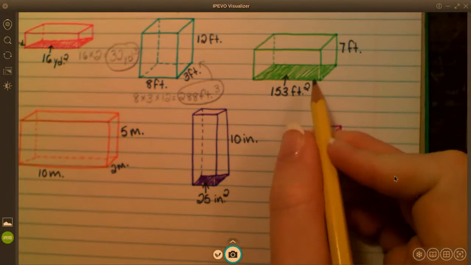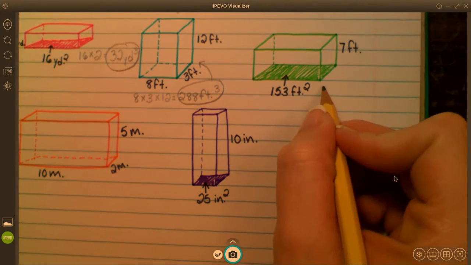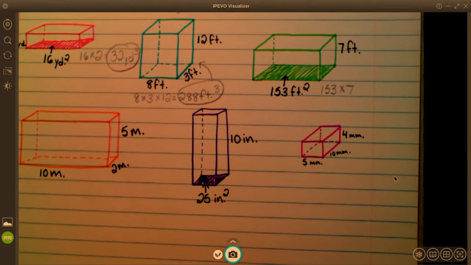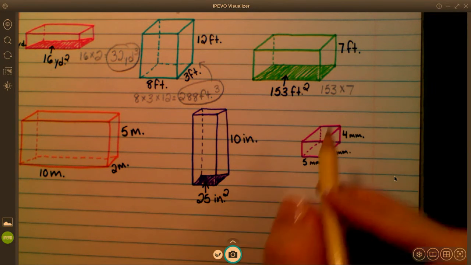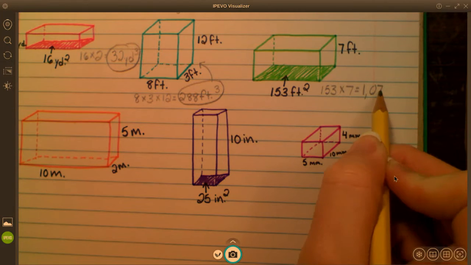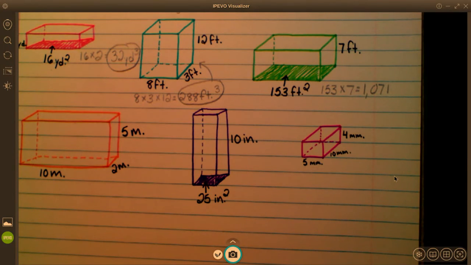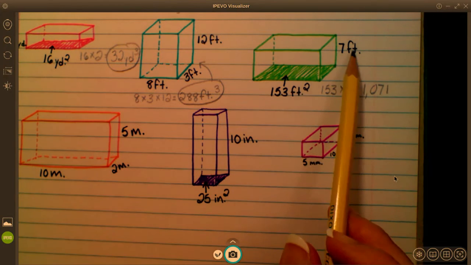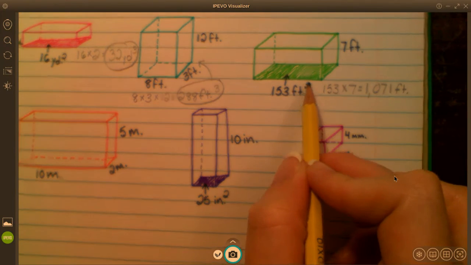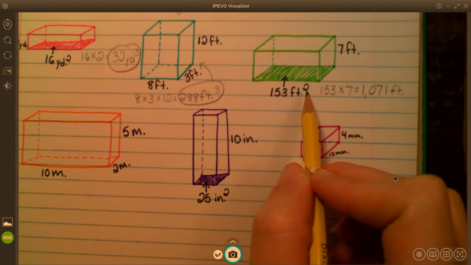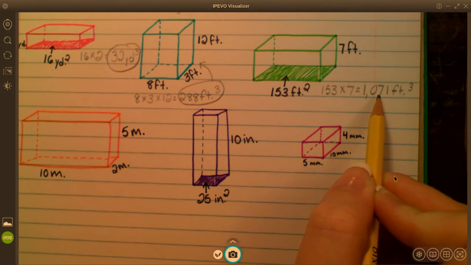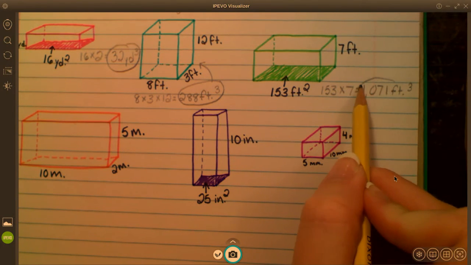So I would take 153 times 7. And when I take 153 and I multiply it by 7, I wind up with 1,071. And my unit, again, is feet. Now, even though this number has a 2, it's squared, a 2 as an exponent, I know I'm finding volume. So I don't put a 2 in my answer, I put a 3. So 1,071 feet cubed.